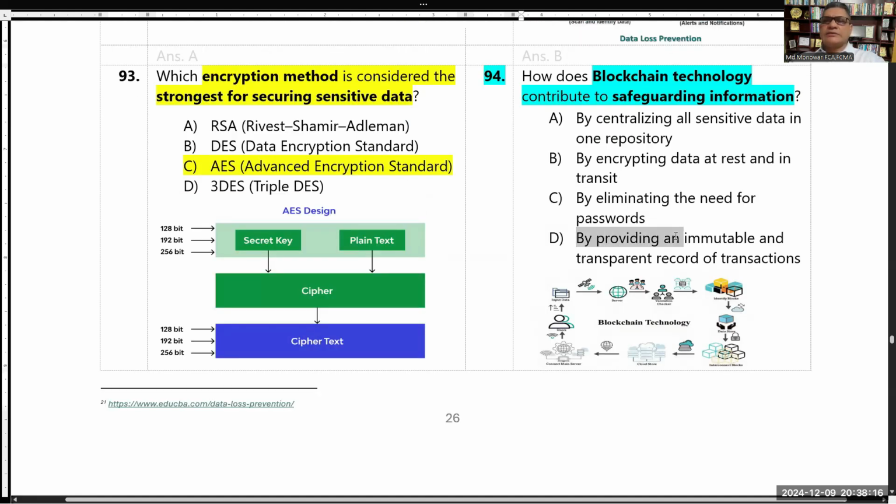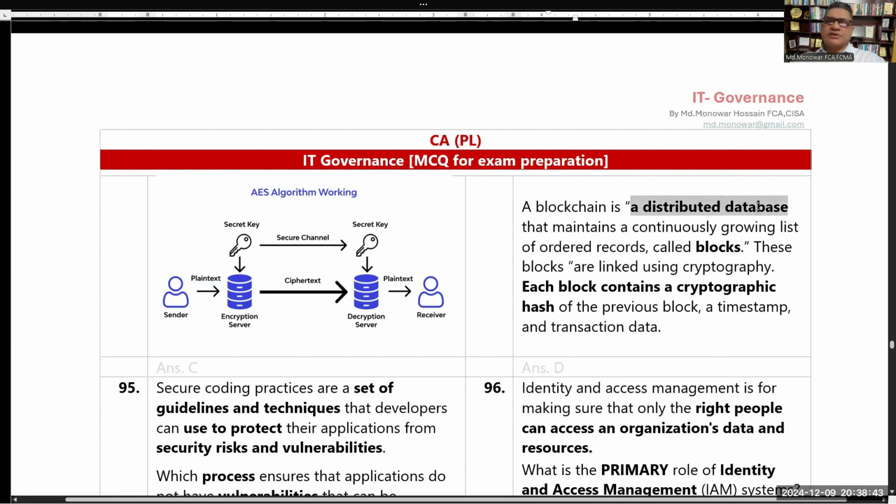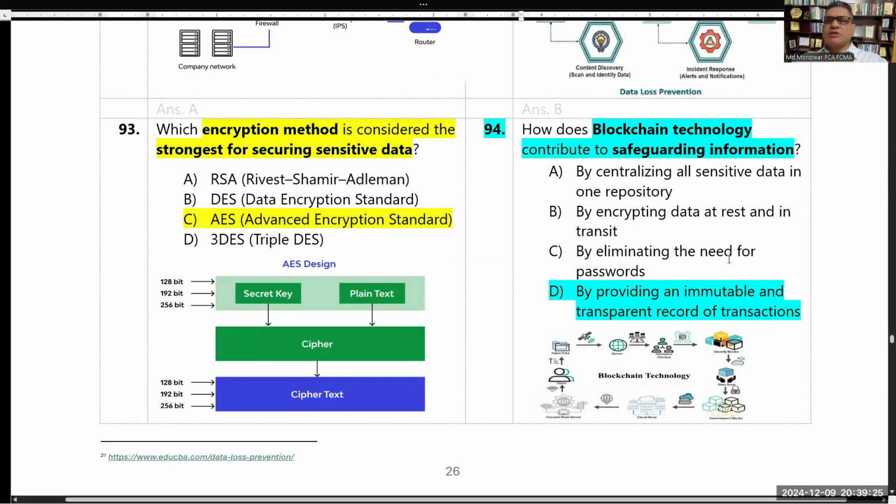By providing an immutable and transparent record of transactions. Blockchain technology contributes to safeguarding information. So the answer is D. So what is blockchain technology? Blockchain technology is a distributed database that maintains a continuously growing list of ordered records called blocks. These blocks are linked using cryptography. Each block contains a cryptographic hash of the previous block, a timestamp, and transaction data. So here, by providing an immutable and transparent record of transactions, blockchain technology contributes to safeguarding information.